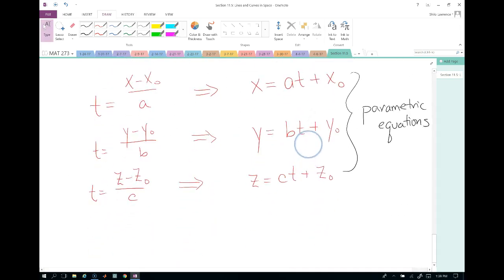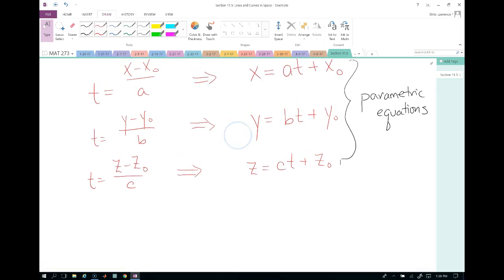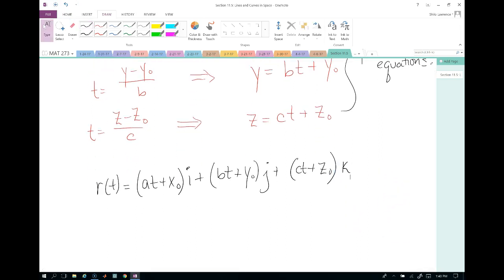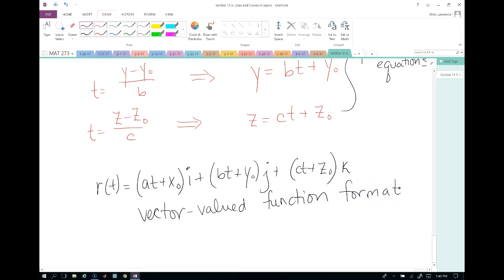So there is actually a third way that we could write a line in space. If we take each of these parametric equations, we could say r of t is AT plus X0, I, BT plus Y0, J, and CT plus Z0, K. And this would be a vector format for our line, or vector valued function. So there are three different formats we could write the equation of a line in.